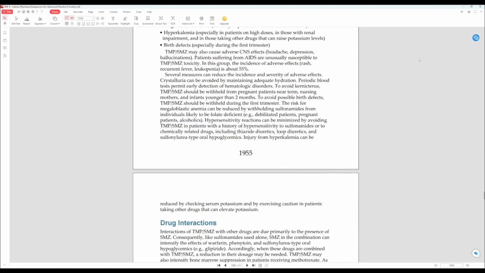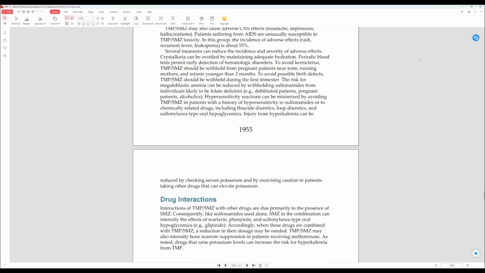Several measures can reduce the incidence and severity of adverse effects. Crystalluria can be avoided by maintaining adequate hydration. Periodic blood tests permit early detection of hematologic disorders. To avoid kernicterus, TMP-SMZ should be withheld from pregnant patients near term, nursing moms, and infants younger than 2 months. To avoid possible birth defects, TMP-SMZ should be withheld during the first trimester.